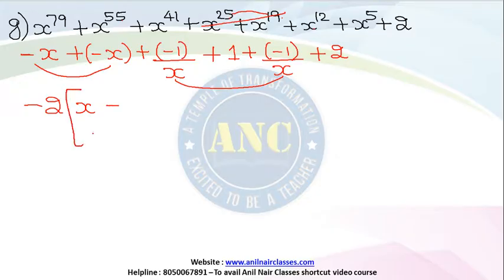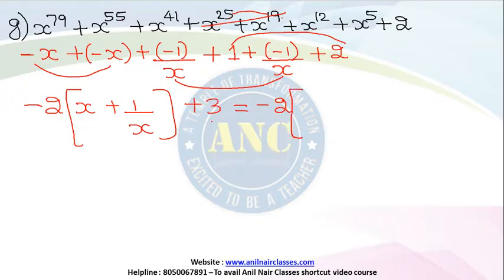That 2 I will take common, and that minus also I will take common, so you will be left with x plus 1 by x, and you are also left with the constants 2 plus 1, that is equal to 3. In the if condition, they have only given in the question that x plus 1 by x value is nothing but root 3. So it is minus 2 root 3 plus 3 should be the answer, or it is 3 minus 2 root 3.